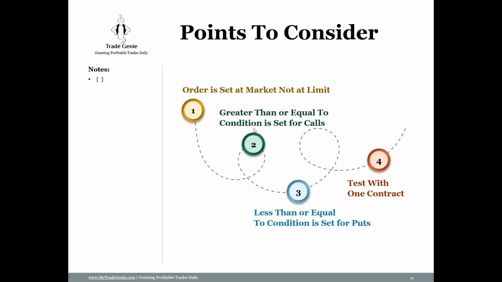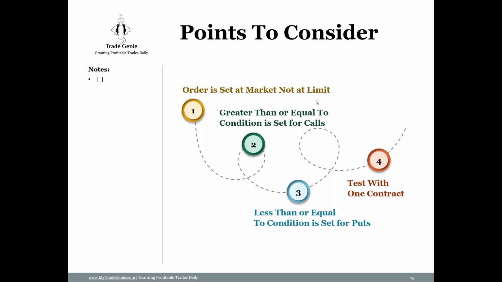Because if you set the conditional order wrong, and you don't know the condition, how you're setting up the order, you will immediately see your option get sold, and then you say, "What the heck happened?" You don't want to say that. So do it in simulation and see if it's working, and then you note it down, and then you execute. The order is set at market, not at limit. You cannot set it at limit. Otherwise, what's the point of setting the conditional order?